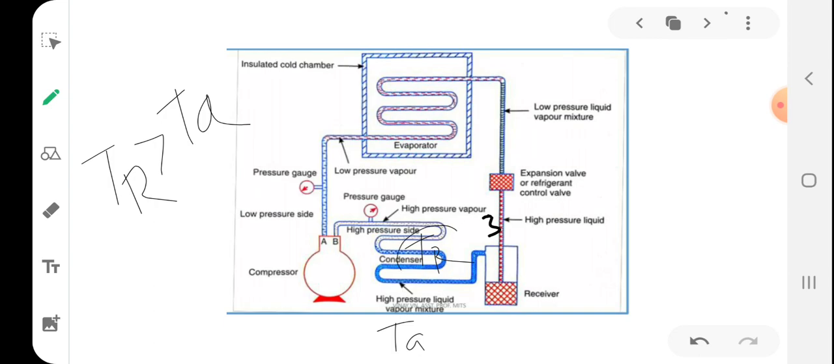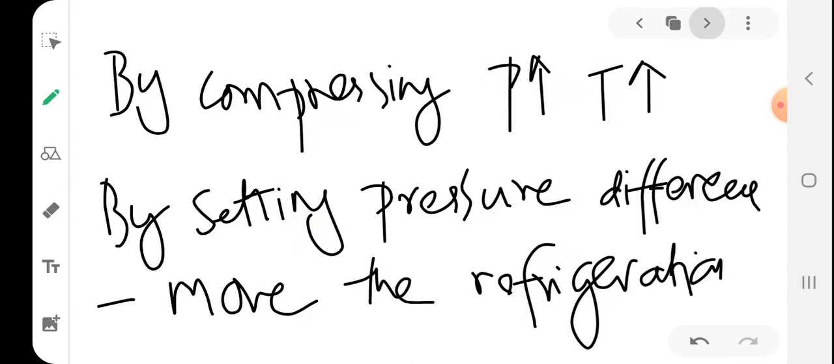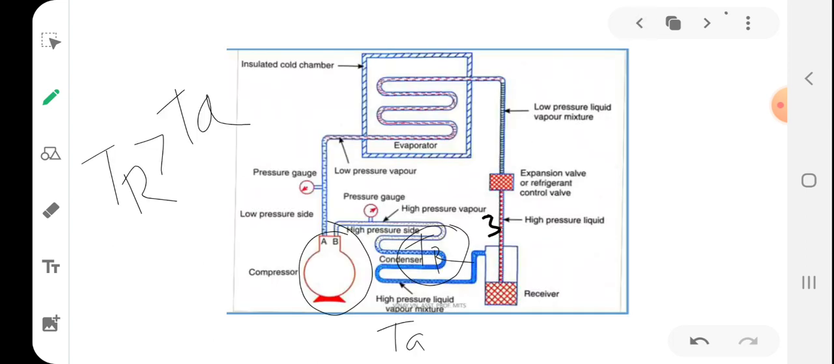So we have to achieve a temperature higher than ambient temperature, right? That is another function of the compressor. By compressing, we are increasing temperature. Why are we increasing temperature? Because we have to get a higher temperature than the temperature of the atmosphere, so that we can reject heat to the atmosphere. Have you understood? Yes. So that is why we are using a compressor to increase pressure and temperature.